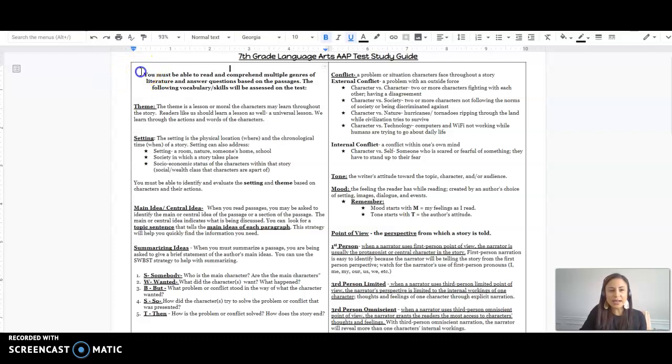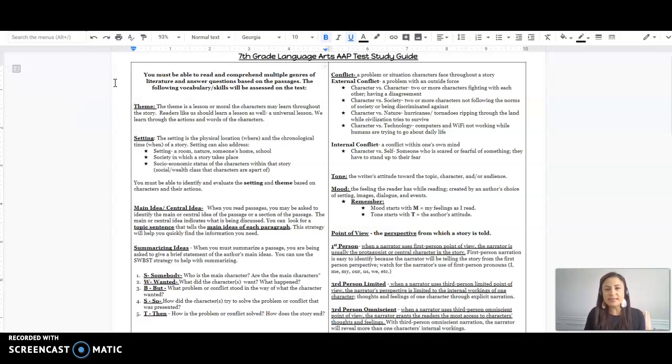So here on my screen, you see that we start with our study guide, okay? Right up here, it states, you must be able to read and comprehend multiple genres of literature and answer questions based on the passages. The following vocabulary and skills will be assessed on the test. So notice that we have a variety of skills on our study guide, okay? And we'll just go through each of them one at a time. So let's start with theme.